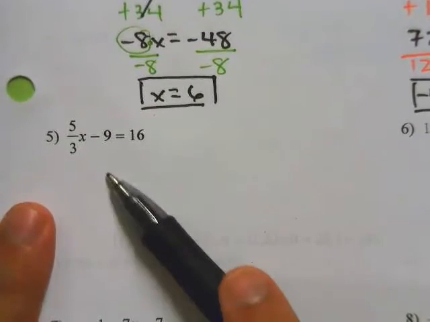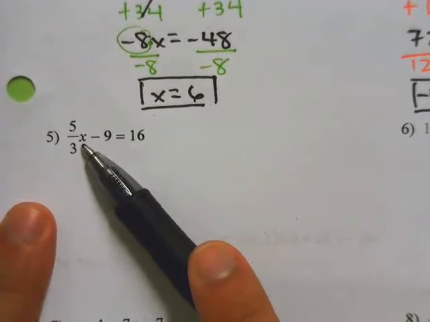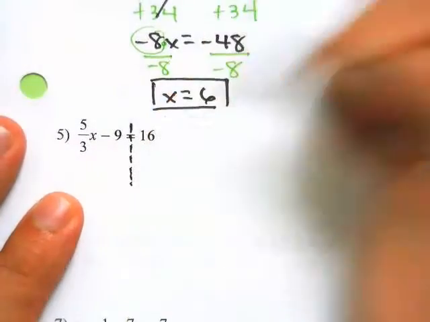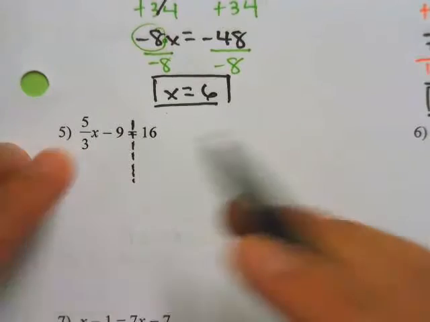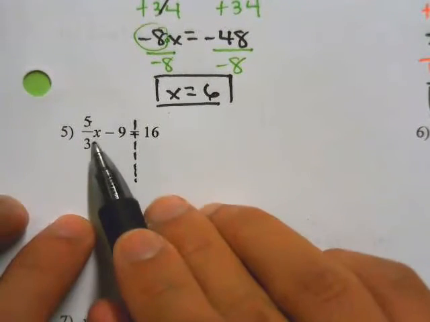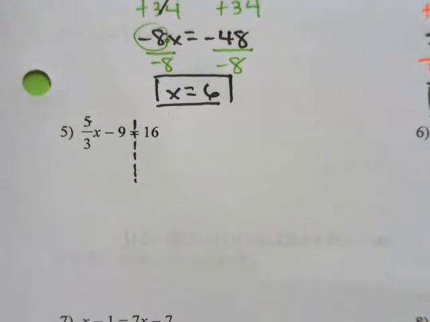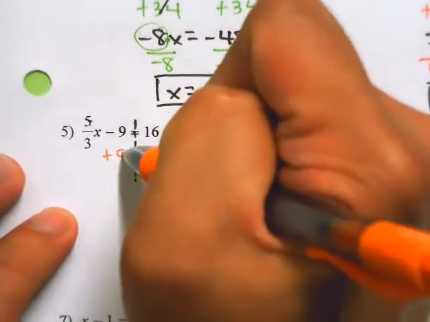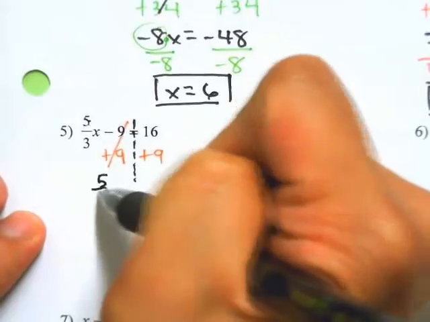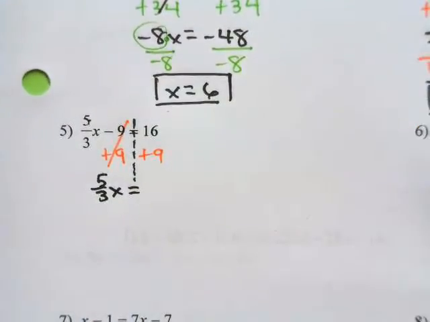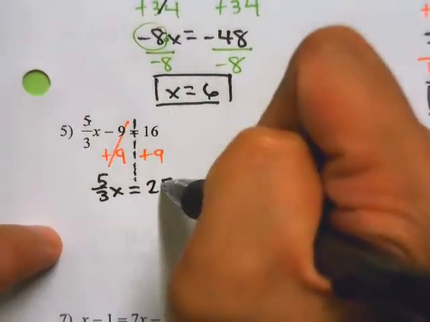Okay, we cannot combine these two over here on number 5 just because one has an x and one has a number. So we can already start solving for it. Well, the -9 is a little bit farther away from the x because this 5/3 is right next to it. So for the -9, we're going to add 9 on both sides because that's the opposite. Okay. 5/3x, 16 plus 9 on the right side is going to be 25.